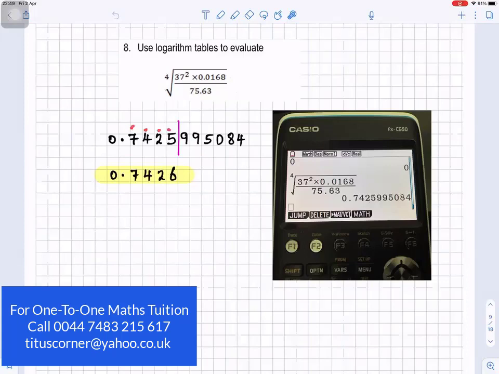1, 2, 3, 4. You put a line. 9 is bigger than 5, so you change it to 1 and add it to 5. So 5 plus 1 gives you 6. So 0.7426. So these days, instead of using logarithm tables, you use a calculator. That's the future.